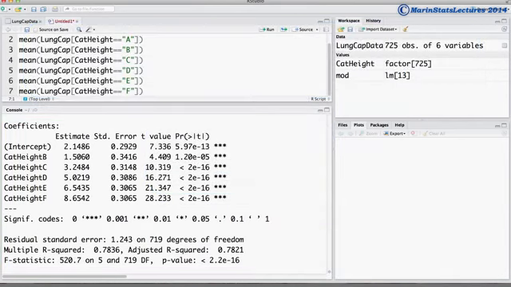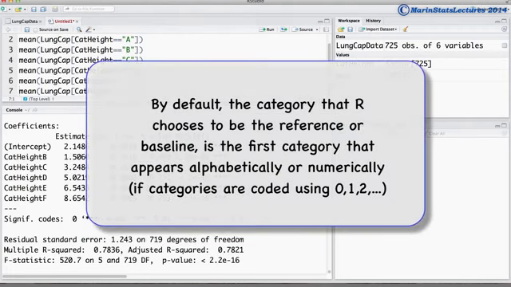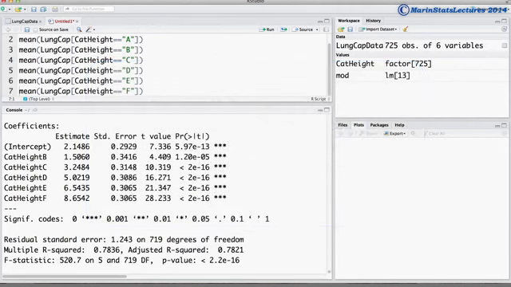Using dummy or indicator variables is how we can include categorical or qualitative variables into a regression model. When including a categorical variable into a regression model, R will create the dummy or indicator variables automatically. The category that R chooses as the reference or baseline category will be the category that comes first alphabetically or numerically if categories are coded using 0, 1, 2, and so on. In a separate video, I show how you can change which category serves as the reference.